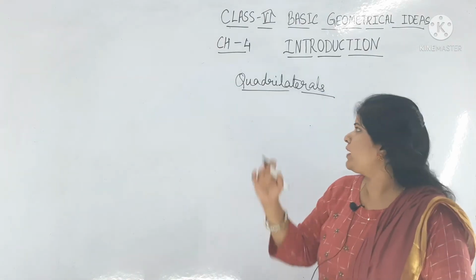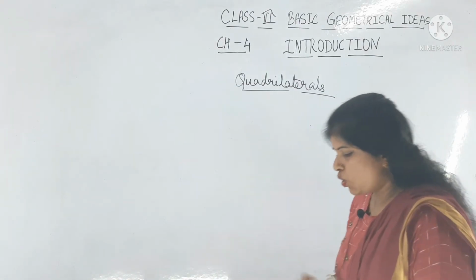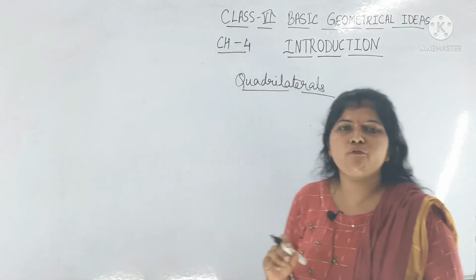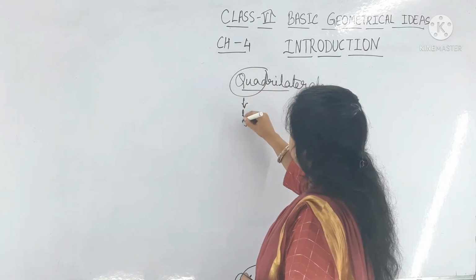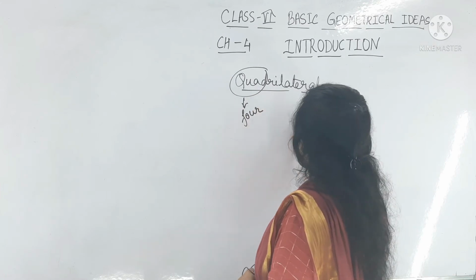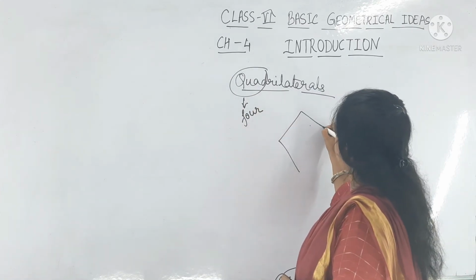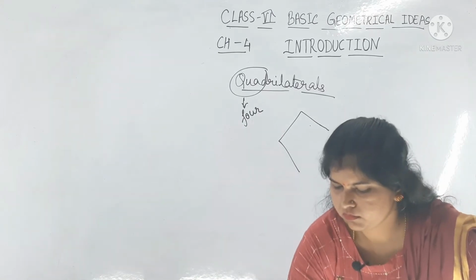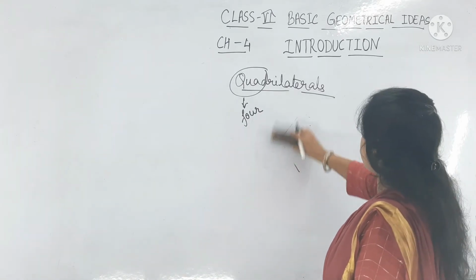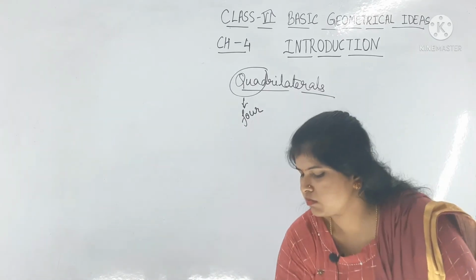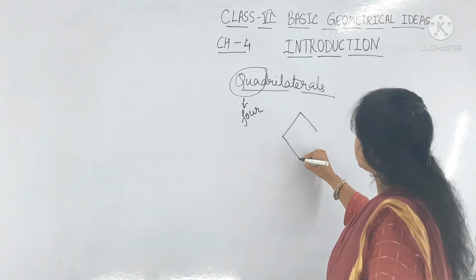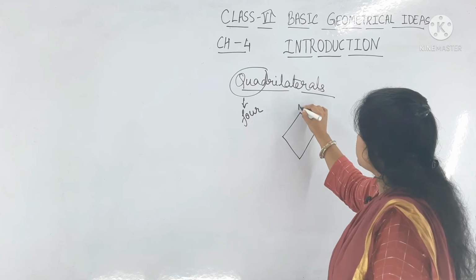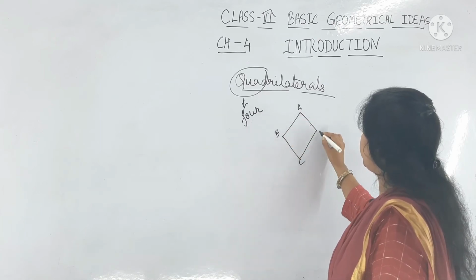Okay students, our next topic is quadrilaterals. So quad means what? Quad means 4. So like this we have some figures. This is a quadrilateral. I am making a rhombus. Okay, so here A, B, C, D.